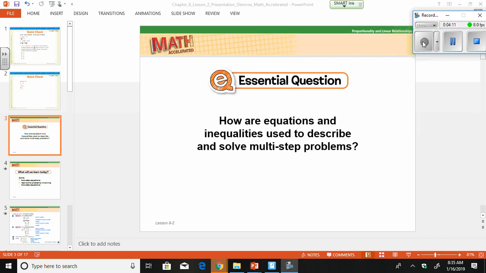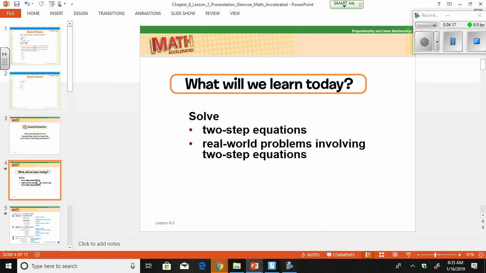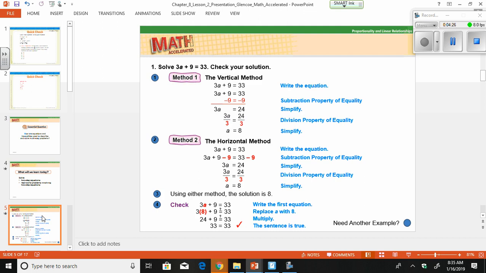So how are equations and inequalities used to describe and solve multi-step problems? Today, we will learn to solve two-step equations and real-world problems involving those two-step equations. Looking at one here, we have a couple of different methods that we can go about it.